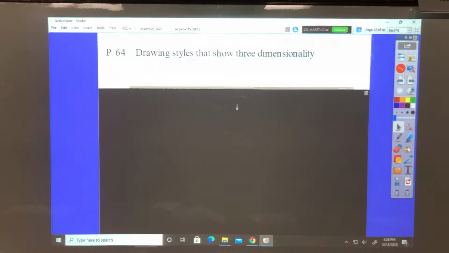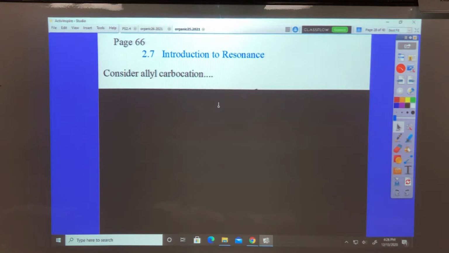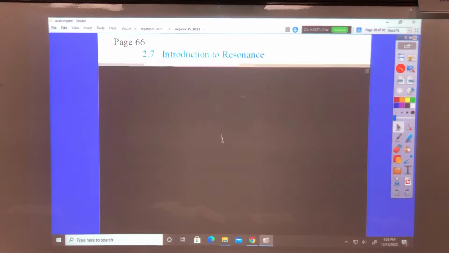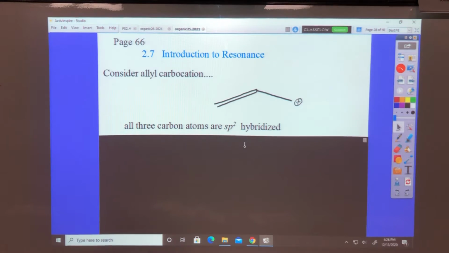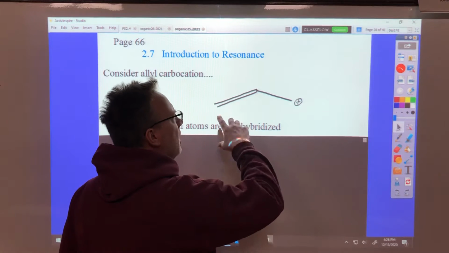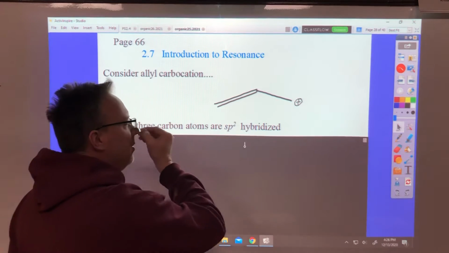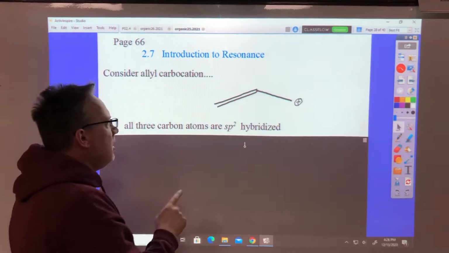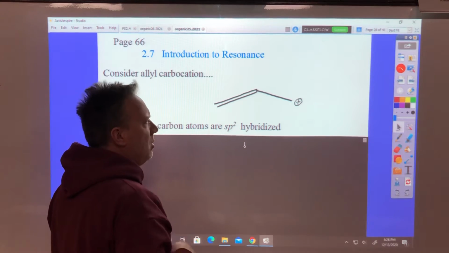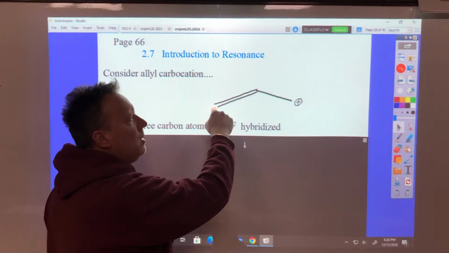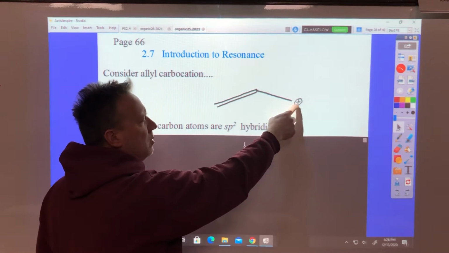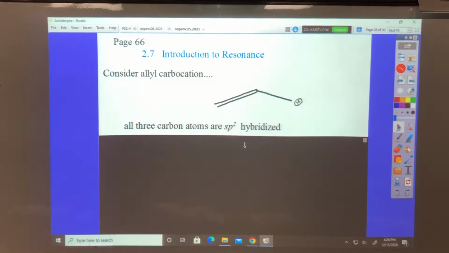Well, let's go on then, since that's not going to happen, and talk about resonance. We're on page, I don't know, 66. Consider the allyl carbocation. You've got a positive charge on one end and a double bond over here, and all three of the carbon atoms are sp2 hybridized. That one's sp2 hybridized, got a double bond. That one's sp2 hybridized, got a double bond. This one is too, because it lacks a hydrogen, basically.